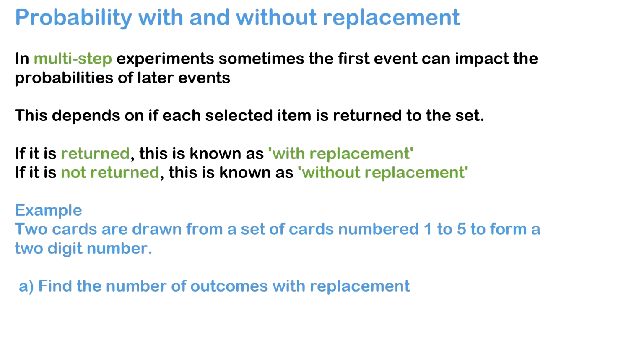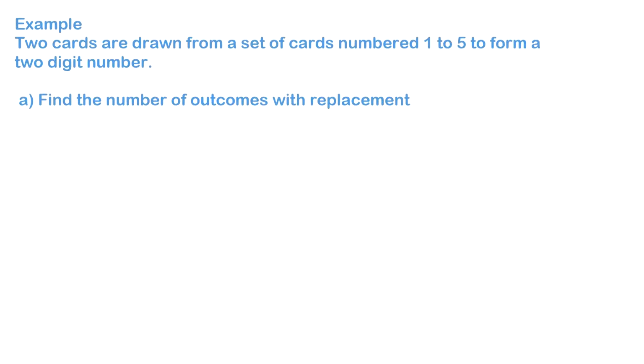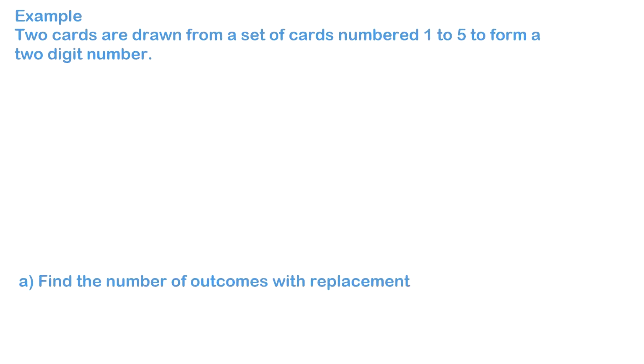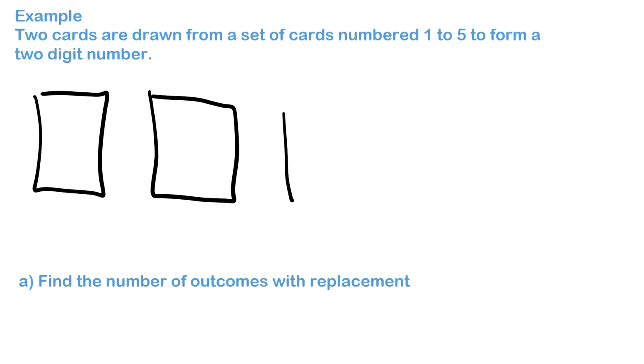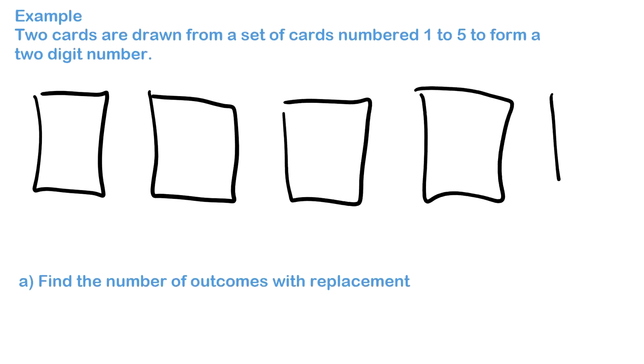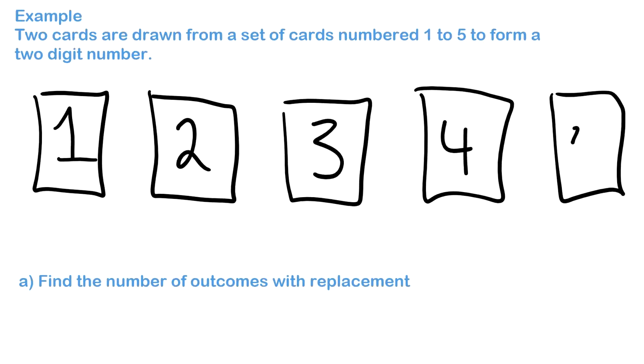I think the best way to look at it is with an example. So we're going to be looking at this question here. Our example is that two cards are drawn from a set of cards numbered 1 to 5 to form a 2-digit number. What that means is we have 5 cards in front of us, and each card represents 1, 2, 3, 4, and 5. I'll draw them up just so you can visually see what we're talking about. So we have some cards here, and in those cards we have 1, 2, 3, 4, 5.